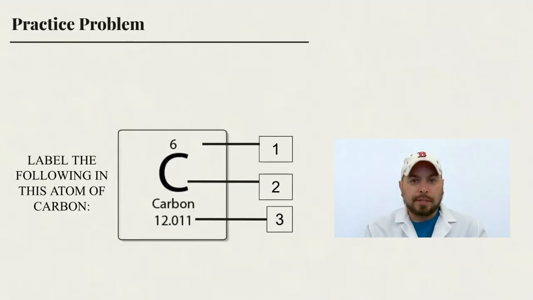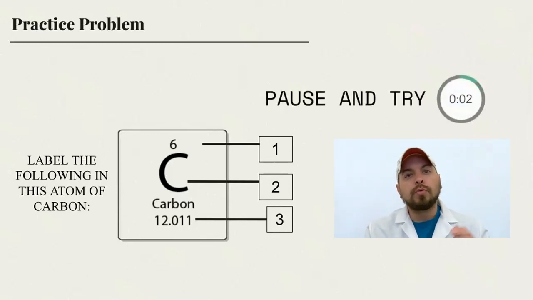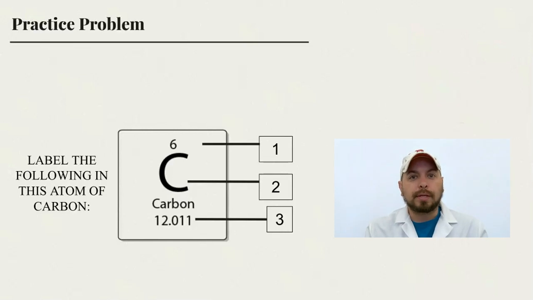Let's do a quick practice problem to show what we just talked about. Now, here we have an element, and I'm going to give you the name of this one. This one's carbon. So what I want you to do is I want you to tell me 1, 2, and 3, what does each represent? So take a second, look at each, and label 1, 2, and 3 with exactly what they represent.